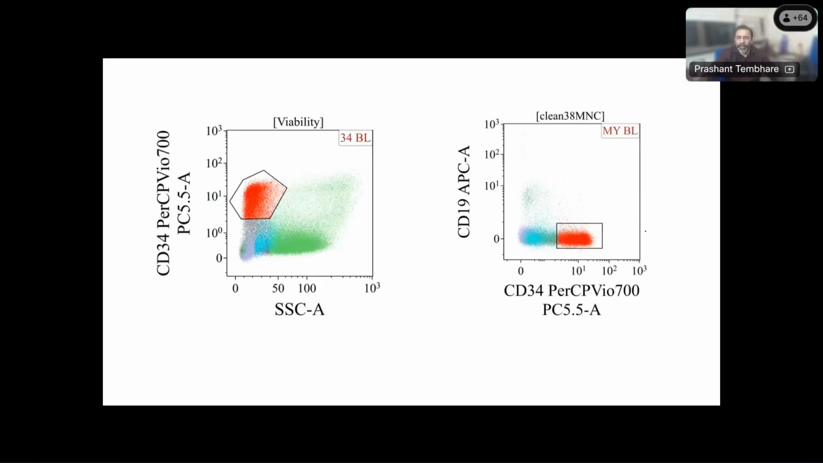Now coming to the blasts, you can see that there are blasts. Surprisingly, the hematogones are not there. Being an infant, we should see some hematogones, CD34 positive, CD19 positive. So absence of hematogones was there.